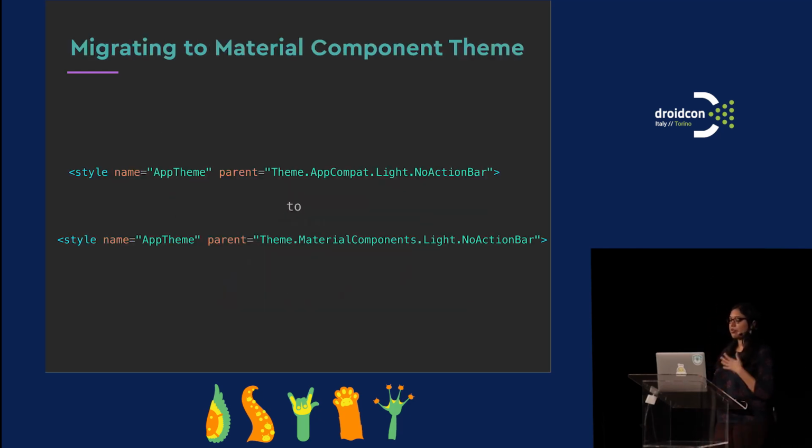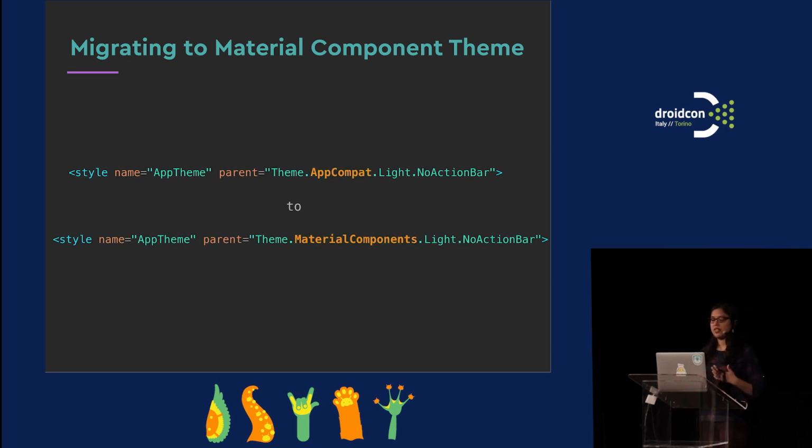So your app probably has something like this, where it's Theme.AppCompat.whatever. And you can change it to Theme.MaterialComponents.whatever, so you can swap out AppCompat with MaterialComponents. And now your app is inheriting from the Material Components theme. And that's it. All right, this talk is over. It was just one line of code, and have a good rest of the conference.